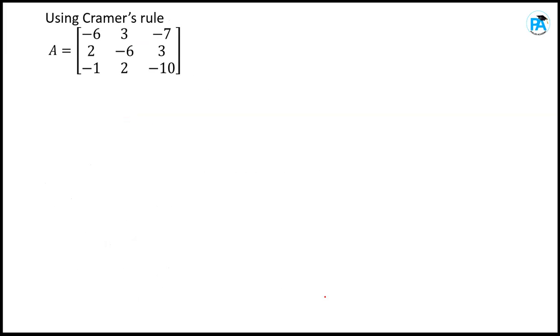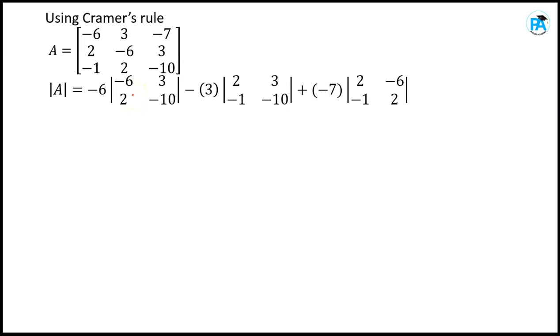Okay, so using Cramer's rule, the first thing we are going to do is take A. Are you with me? This was matrix A. When you take matrix A, we are going to find the determinant of matrix A. To get the determinant of matrix A, you take the first value here, -6, and use it to multiply the determinant of the minor of -6. Are you with me? What is the minor of -6?